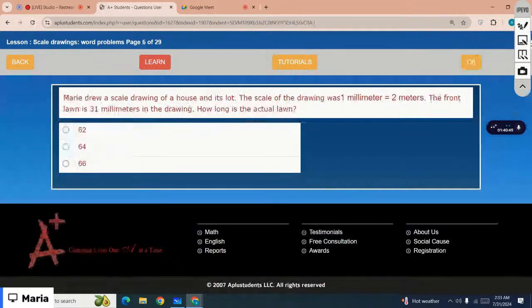Mary drew a scale drawing of a house and its lot. The scale of the drawing was 1 millimeter equals 2 meters. The front lawn is 31 millimeters in the drawing. How long is the actual lawn?